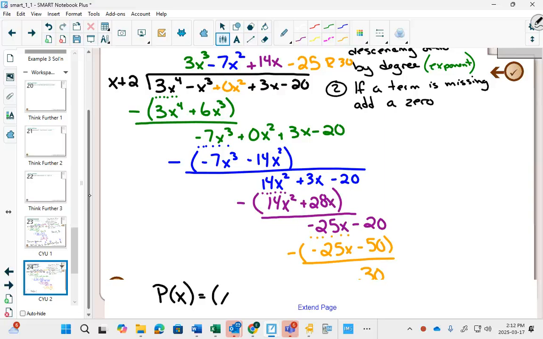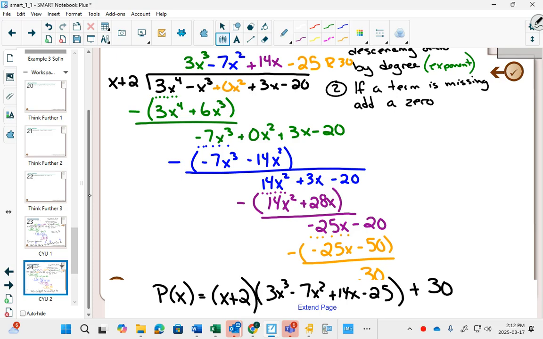Our divisor was x plus 2. Our quotient was 3x cubed minus 7x minus 25, and a remainder was plus 30. And that is our division statement. And the division statement is always the polynomial equals divisor times quotient plus remainder.